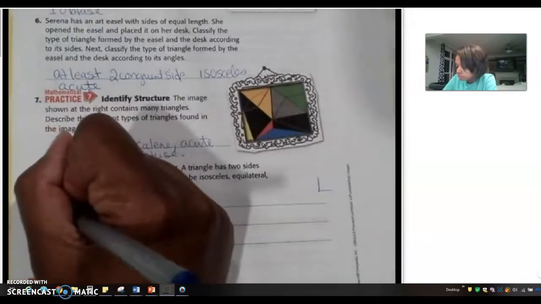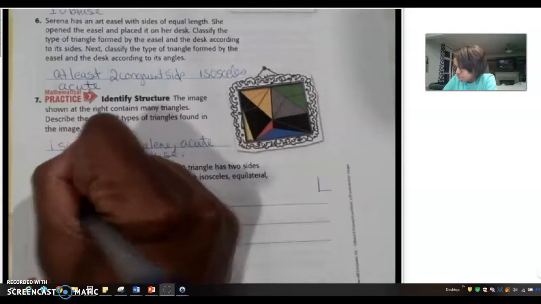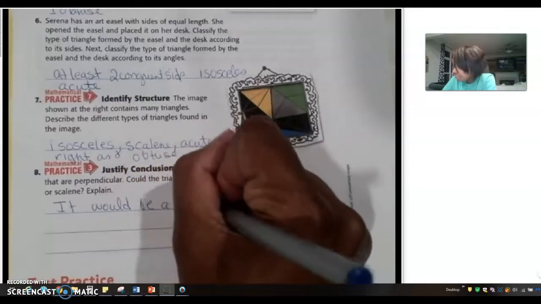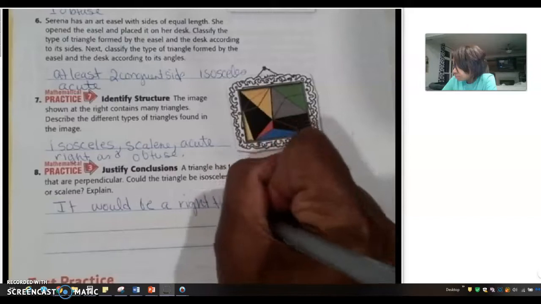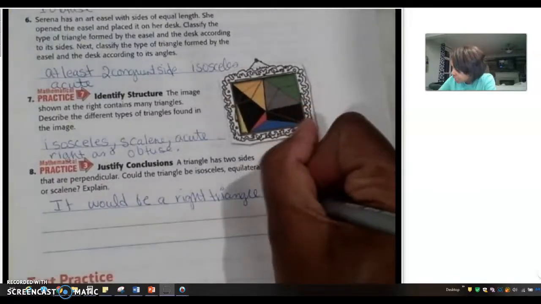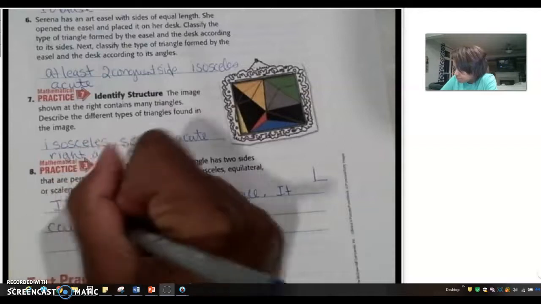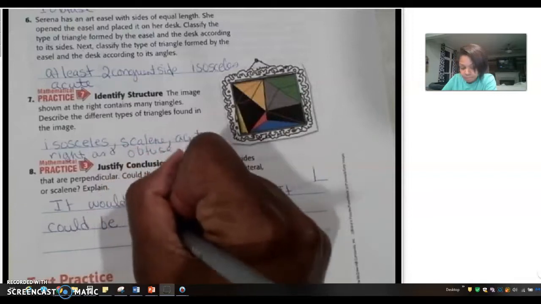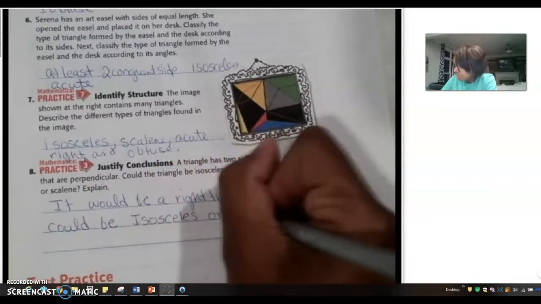So it would be a right triangle. Okay? Now, one thing I also know about a right triangle is that I can have a right triangle that is isosceles, and I could have a right triangle that is scalene. I'm sorry, not acute, scalene. So it could be isosceles or scalene.